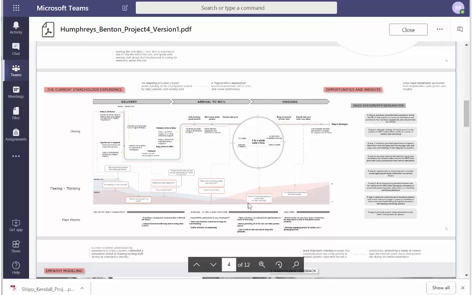My suggestion on this page is because the text gets even smaller, like this is legible. For me, this is not legible. Is there any way to scale this up just a little bit more? That way I can read your delivery, arrival, ongoing.